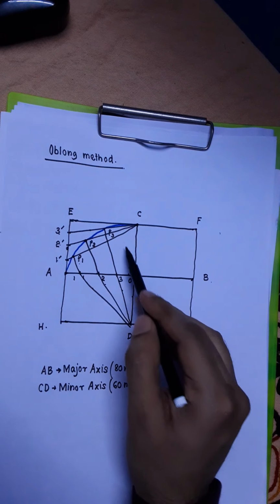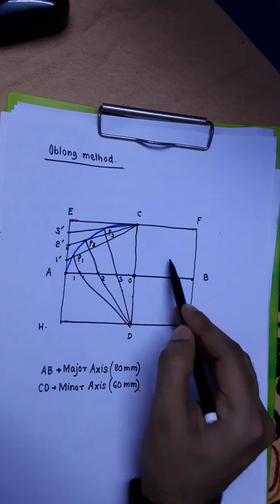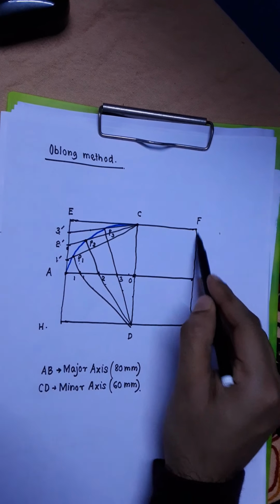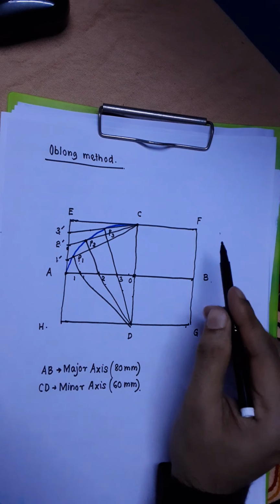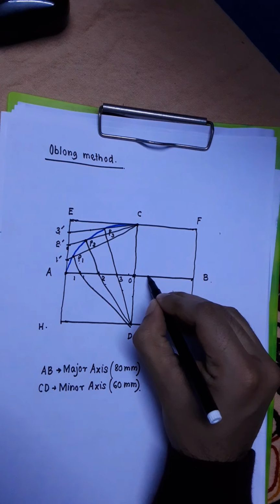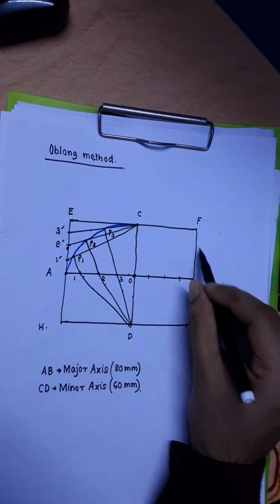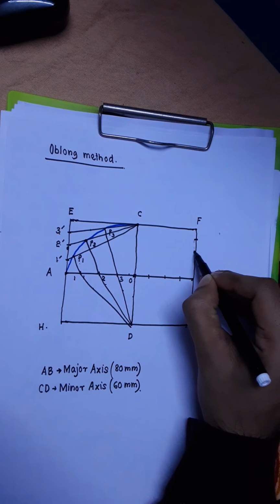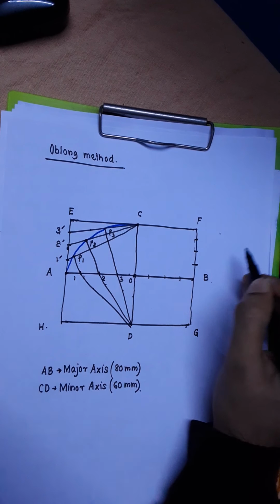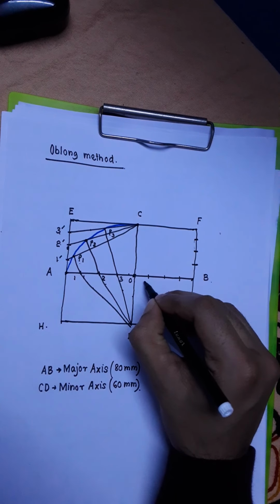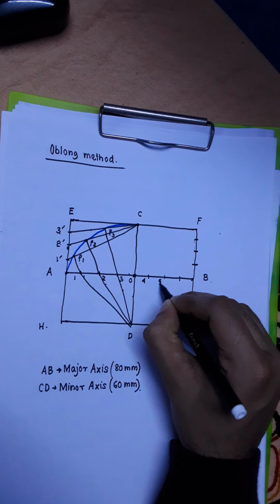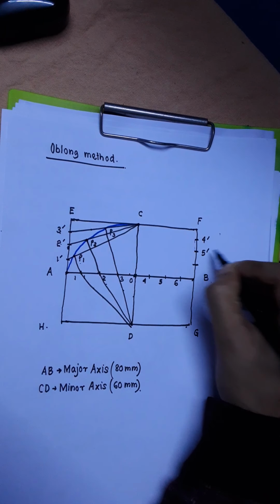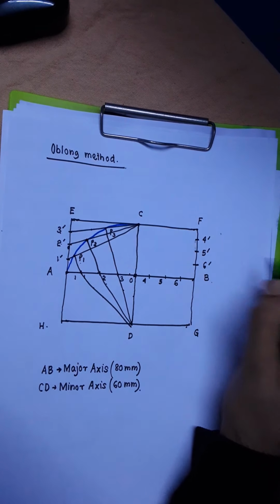So let us repeat whatever construction we have done here, let us repeat that here. So again, the first thing that you have to do is divide this side OB and this side FB into the same number of equal parts. So if you divide OB into 4 equal parts, this FB also you have to divide into 4 equal parts only. So 1, 2, 3 and 4. These points you name as 4, 5 and 6, and these points you name as 4 dashed, 5 dashed and 6 dashed.